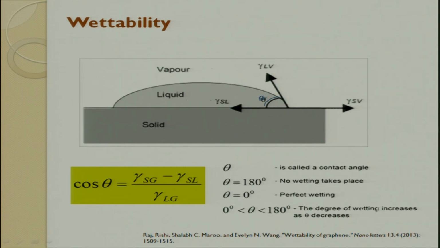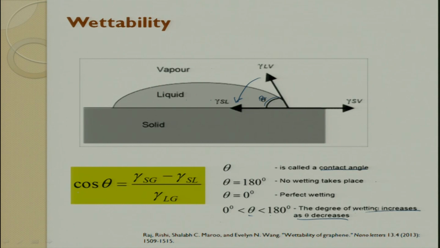This angle is called the contact angle. We are more interested in finding the contact angle, and I forgot to say this is an interface between the vapor phase and the solid phase. If this theta is 180 degrees, then there is no wetting. If it is 0, it is perfect wetting. So, it goes down to 0, and it is perfectly wetting. If it is anything between 0 and 180, the degree of wetting increases as theta decreases. So, when you go lower and lower, wetting is good. When you go higher and higher, it is not good, or it has a poor wettability property.